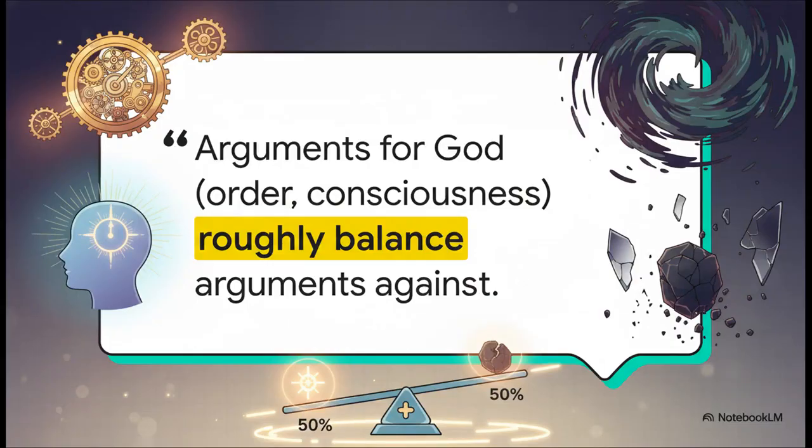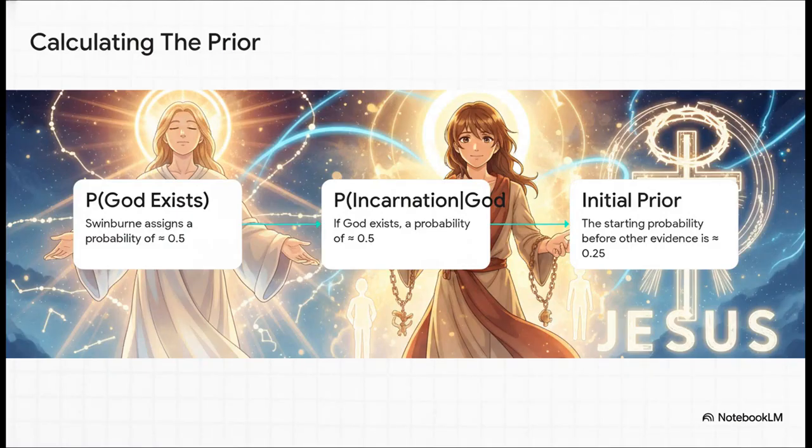So where does he get this 50-50 number? Well, here's his reasoning. He argues that if you take all the arguments for the existence of a creator, stuff like the incredible order of the universe, the fact that we're conscious beings, and you put them on a scale against all the arguments against it, they pretty much balance out. Now, look, that's a huge philosophical claim for sure, but that's the logic he uses to set our starting baseline at 50%.